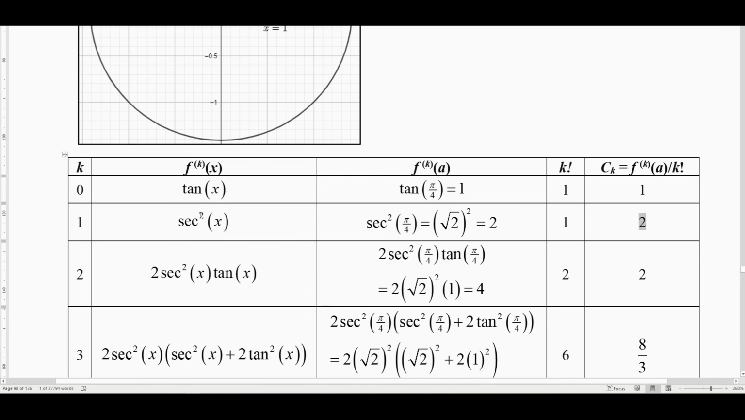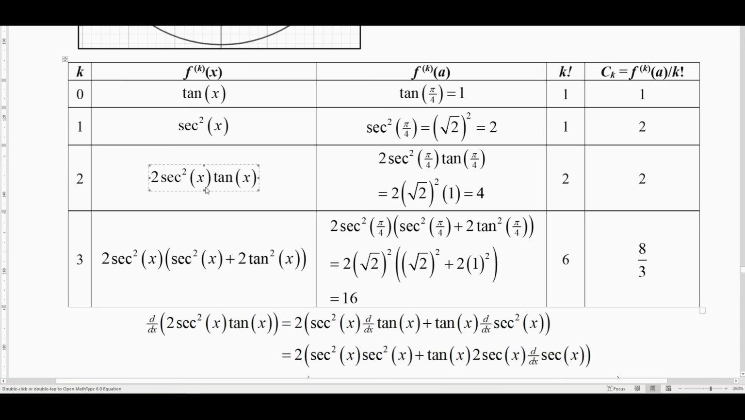Now do a derivative here. So that's u squared, so that's 2u to the first, so it's 2 secant of x times the derivative of secant x, which is secant x tangent x. I combine the two secants together to be secant squared. Plug in pi over 4, that's the square root of 2, then we square it to be 2, times that 2 is 4, tangent of pi over 4 is 1, so that's 4. 2 factorial is 2, 4 divided by 2 is 2 for the second degree coefficient.